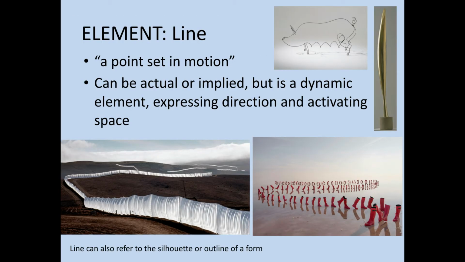Then you have line. So line's a little trickier in 3D art. When you draw, you understand line. You put your pencil on the page and you move it. It is a point set in motion. So you've made a line. In 3D, it can be an actual line. So you can talk about using wire a lot of times because it's longer than it is wider or thicker. But then you can have things that are linear. So this one here, this Brancusi piece, is a linear form.